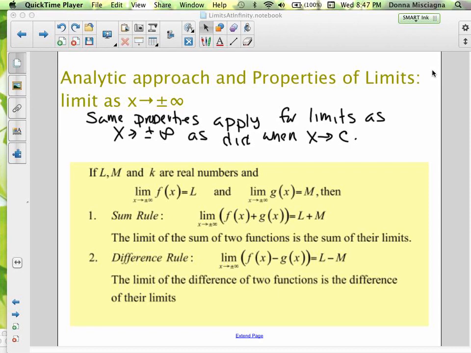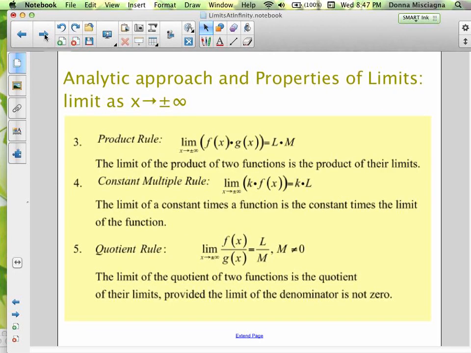And likewise, we have the difference rule. So the limit of f of x minus g of x as x approaches positive or negative infinity is L minus M. So the limit of a difference of two functions is just the difference of their limits. Right? So we can find each limit separately and just subtract. Product rule. So if we have the limit of a product of two functions as x approaches positive or negative infinity, that's just equal to the product of those limits.